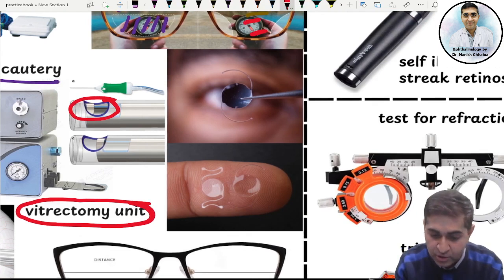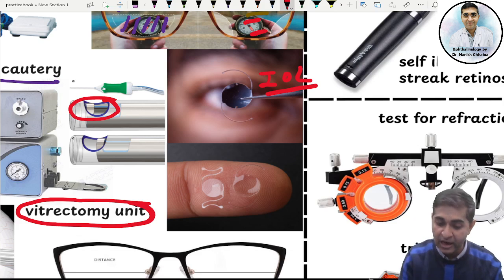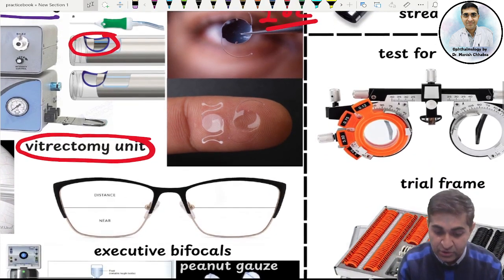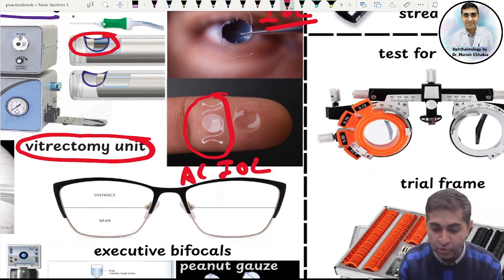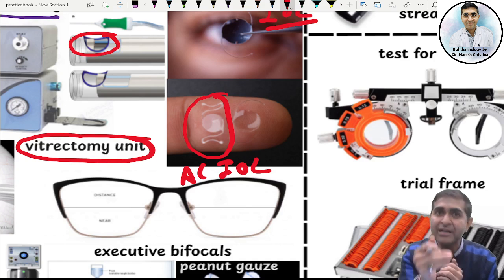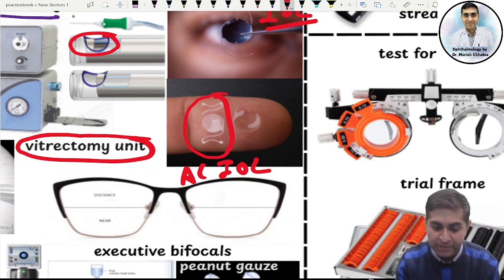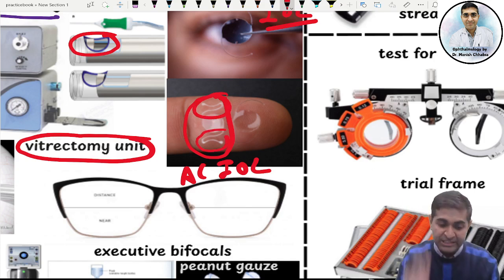What is this? This is your intraocular lens, which is to be implanted in the eye after cataract surgery. This is a form of anterior chamber intraocular lens. Some similar IOL can be implanted in the posterior chamber as well, but mostly the shape of the haptics goes in favor of an AC IOL.